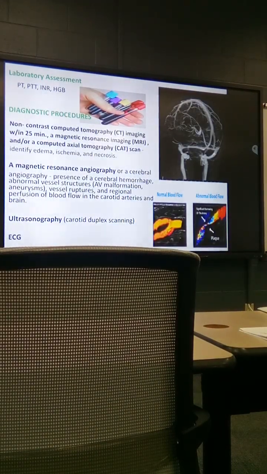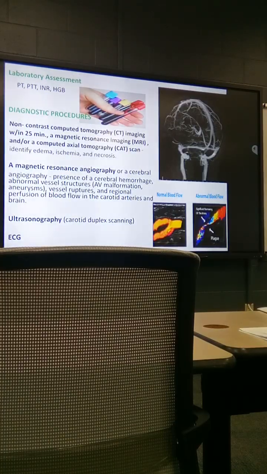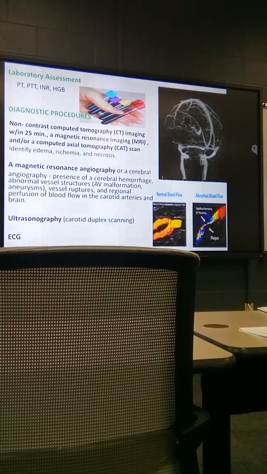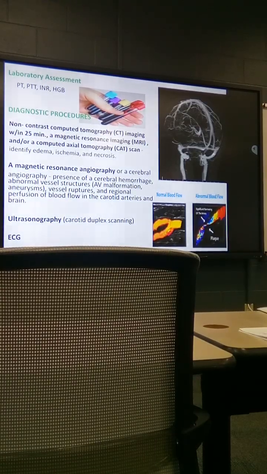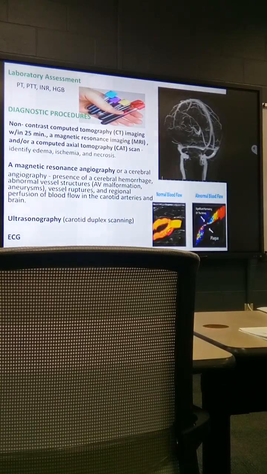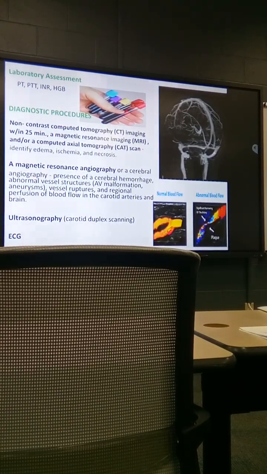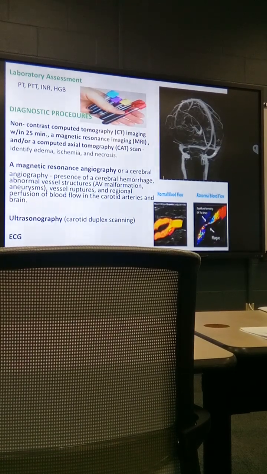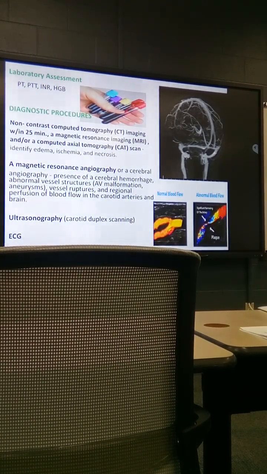All right, lab assessment. We're looking at PT, PTT, INR, and your hemoglobin. Why do we care about PT, PTT, and INR? Bleeding. What if they're too high? Are we going to start TPA? No, because we're just going to make more problems. Does that sound right? So we're checking to make sure they don't already have a bleeding issue. We want to check those before we give it.